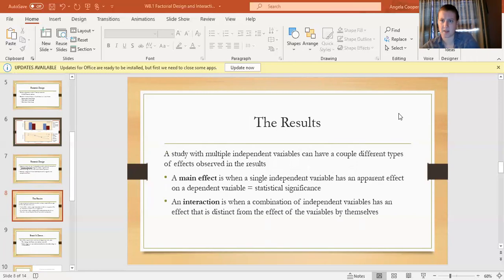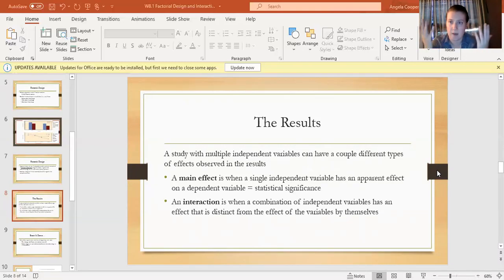So with the results of a factorial design, we have multivariate statistical tests, multivariate studies that we're looking at with multiple independent variables. We have different options. So we have main effect and interaction. Now, when we talk about main effect, we've pretty much been talking about main effect up to this point. That's when we're only looking at one independent variable and its relationship to the dependent variable. So we give just one independent variable, ignore everything else.